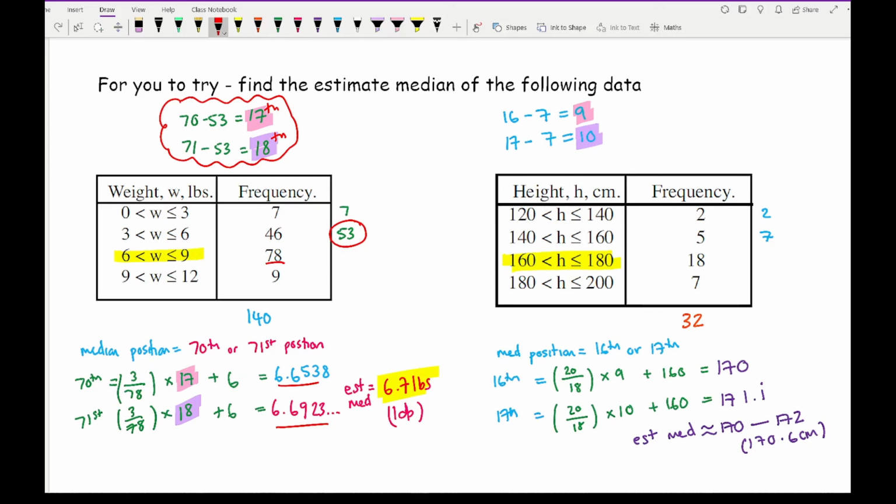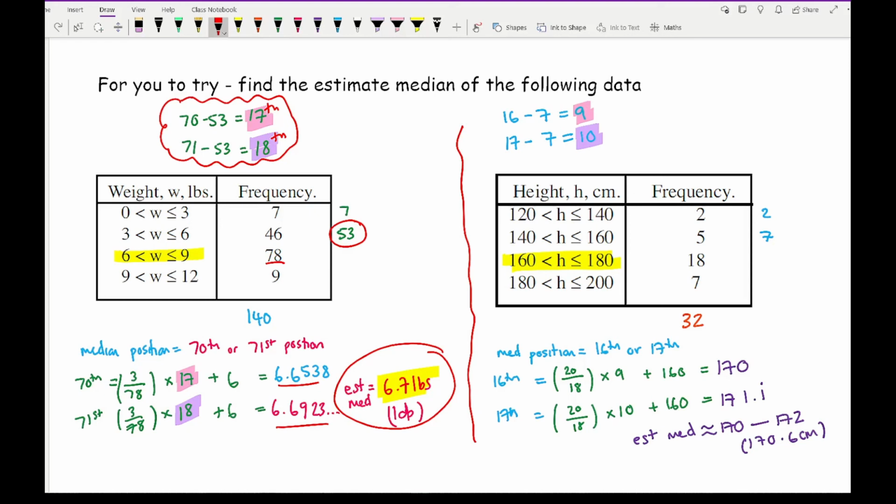Now if I round them to two decimal places, both answers are going to give me 0.67, so there is my final answer. Now when it comes to the second example, again I do the total frequency, and get 32, which is not that nice. Because we've got a small frequency, you might find there is a difference between the positions. So my median is between the 16th and the 17th person.